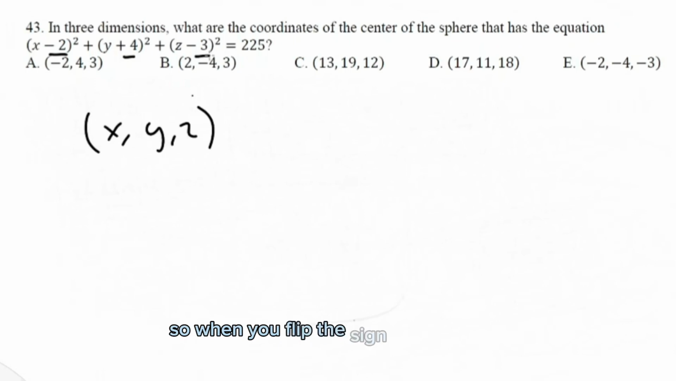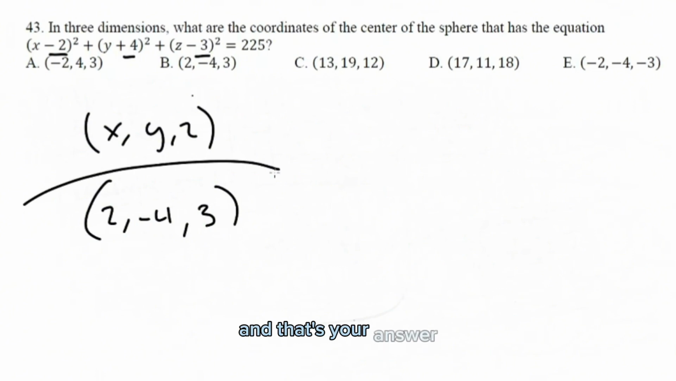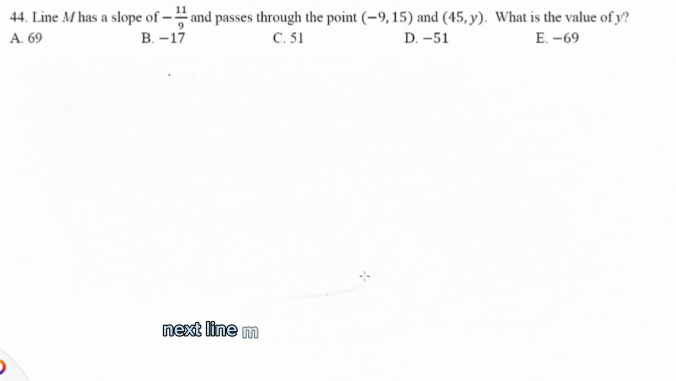So when you flip the sign of -2, that becomes +2. When you flip the sign of 4, that becomes -4. And when you flip the sign of -3, that becomes +3. And that's your answer. Next, line M has a slope of -11 divided by 9 and passes through the point -9, 15, and 45, y. What is the value of y?